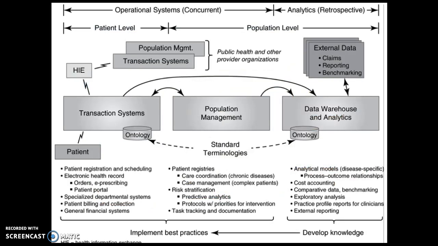This diagram shows us a typical IT system where we have transaction systems, data warehouse and analytics, and recently within healthcare systems, population management. Population management feeds to and from transaction systems and data warehouse and analytics. Population management can include patient registries. So these can be registries that track information about chronic diseases, case management for complex patients, risk stratification, and other conditions or populations of people.